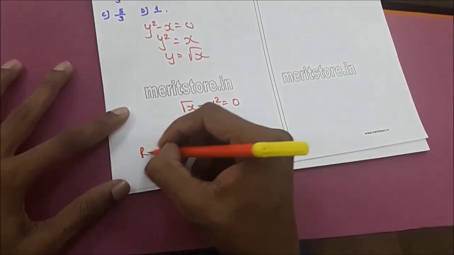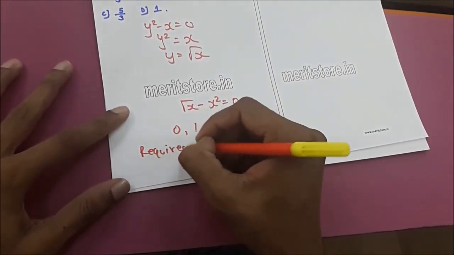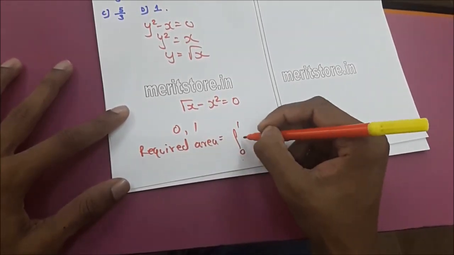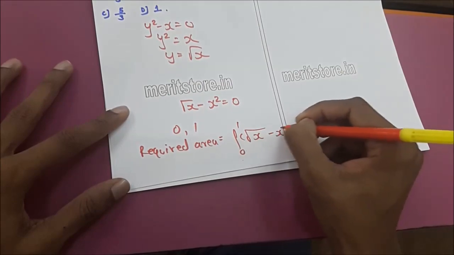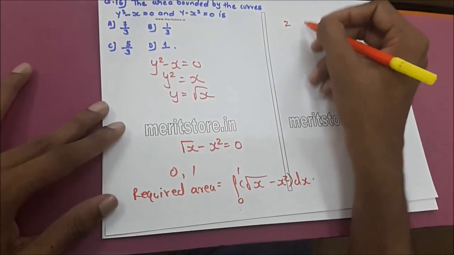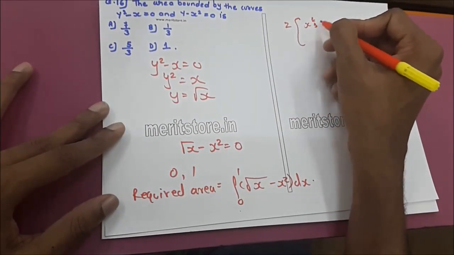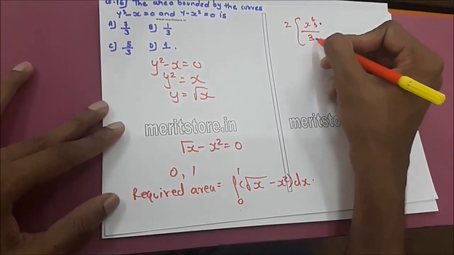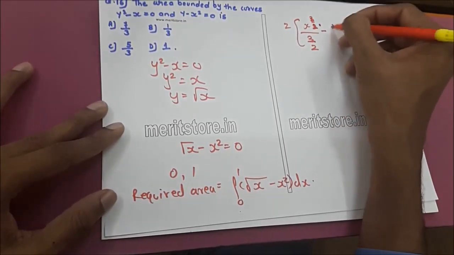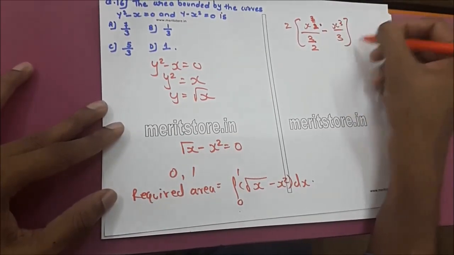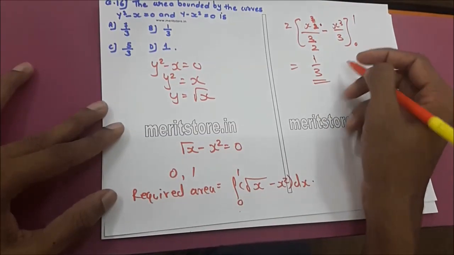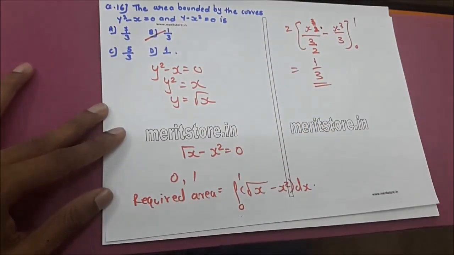So we take required area is equal to integration 0 to 1 root x minus x square with respect to dx. We integrate it, we get x raised to 3 by 2 upon 3 by 2 minus x cube upon 3, 0 to 1, is equal to 1 by 3. So the answer is 1 by 3, which is option B. Option B is the correct answer.